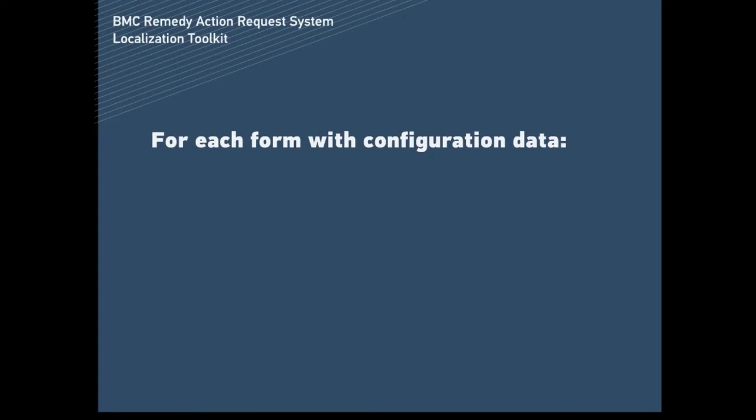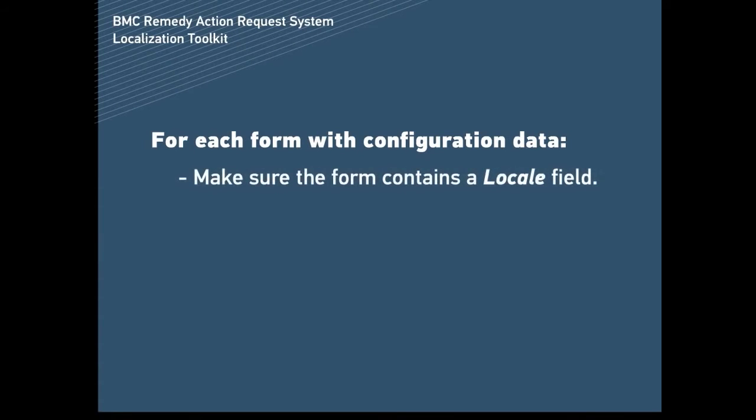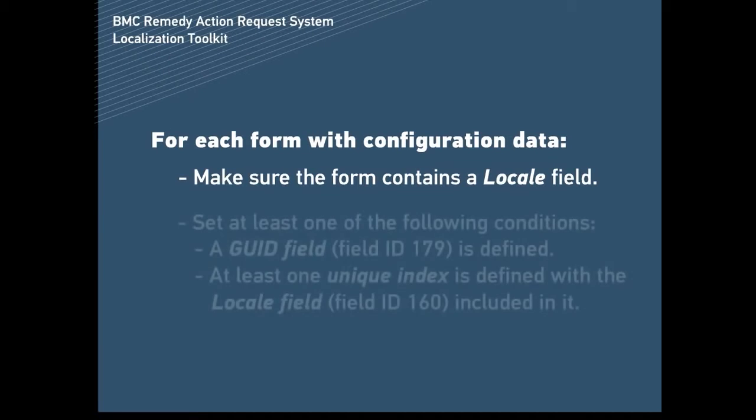If you have configuration data in back-end forms, for example a form used to populate menus, make sure that the form contains a locale field. The entries for each back-end form should contain the locale from which you are translating. For example, if you are translating from English data, then each data record must have an EN as the locale value. Next, make sure that at least one of the following conditions is met.